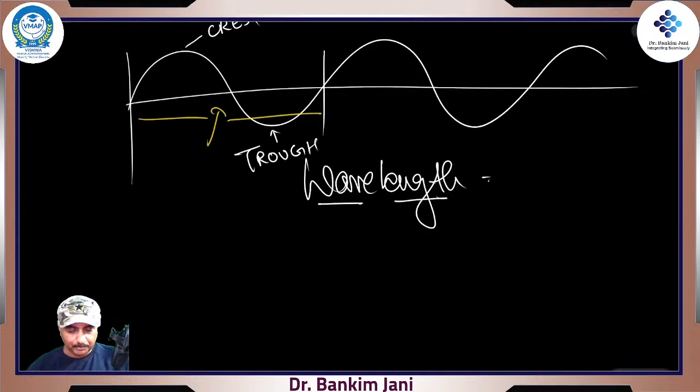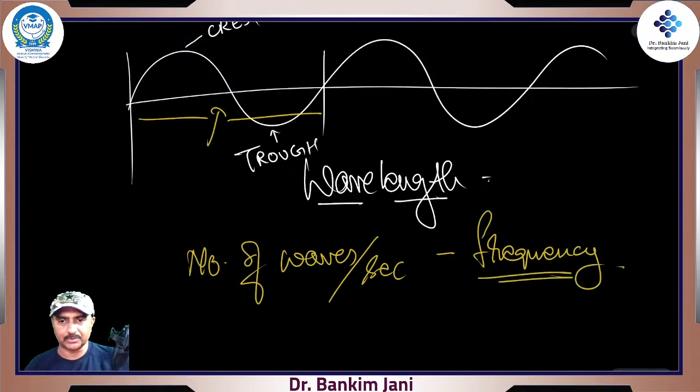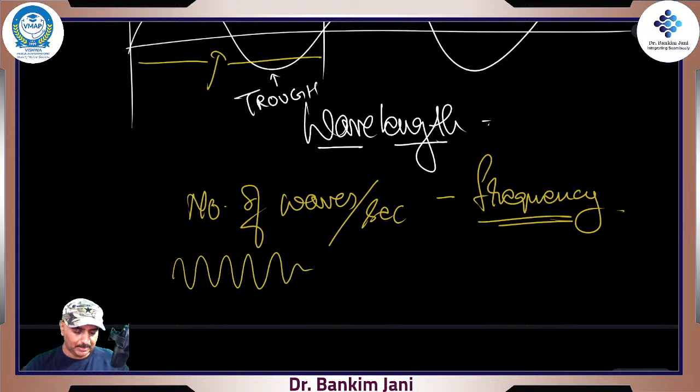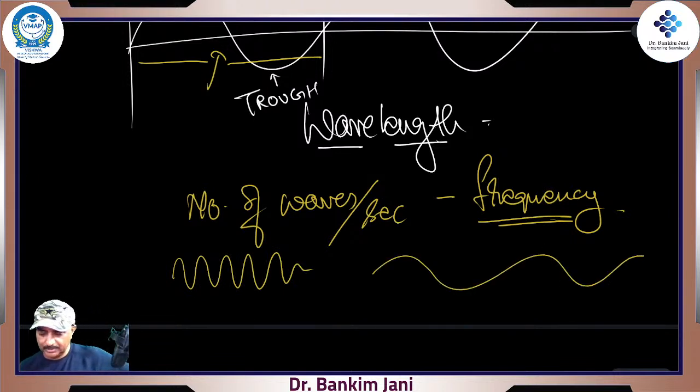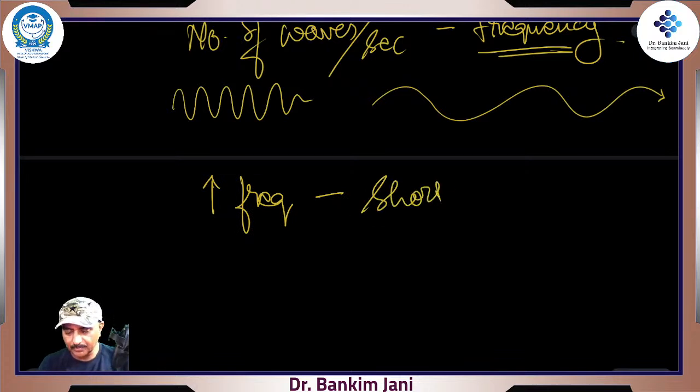Number of waves per second, that's what is called the frequency. Very basic principles of physics. The higher the frequency, the less distance it travels. Makes sense. If we drive our car or bike like this, obviously it will be able to travel less distance. If we move like this, in a bus, we'll be able to travel a longer distance. So higher the frequency, shorter the distance.